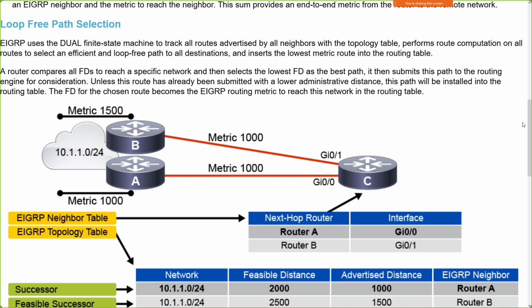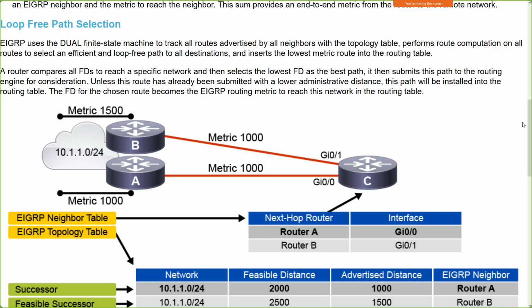EIGRP uses the DUAL finite state machine to track all routes advertised by all neighbors with the topology table. All right, so yeah, that makes sense. The topology database is everything that I'm learning, right? Not only the best routes, but the next best routes and so on. We perform a route computation on all the routes to select an efficient loop-free path to all destinations, and we insert the lowest metric route into the routing table.